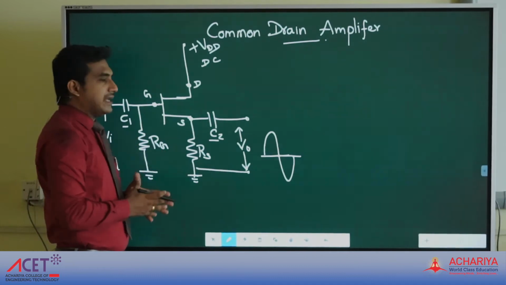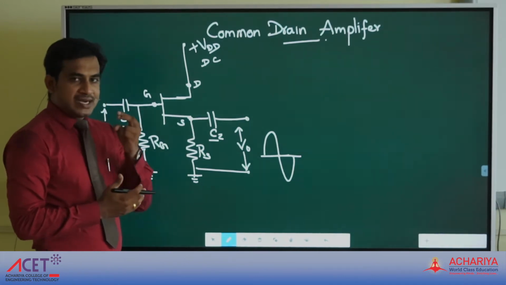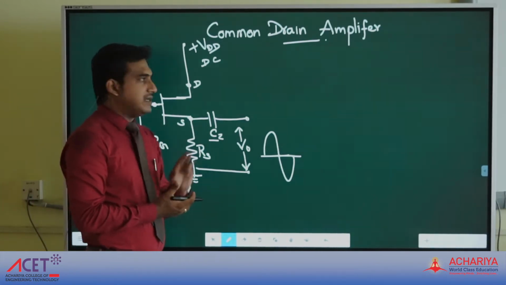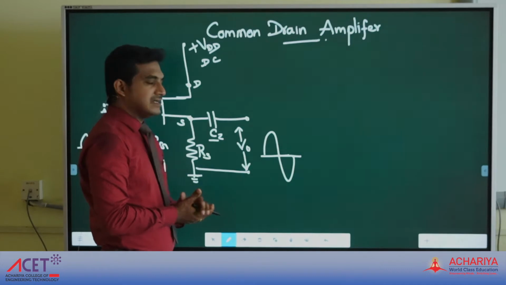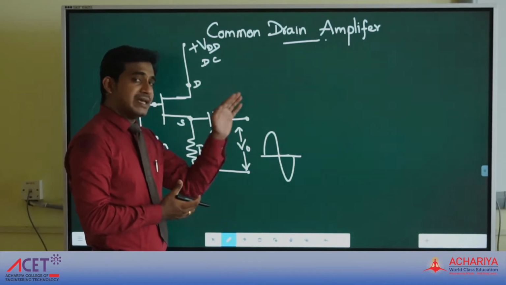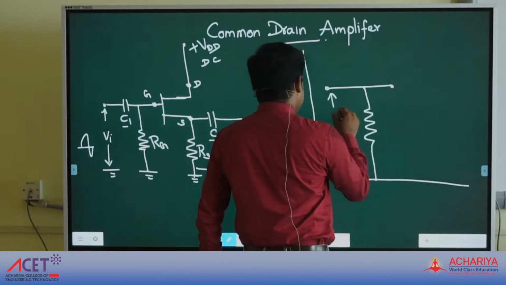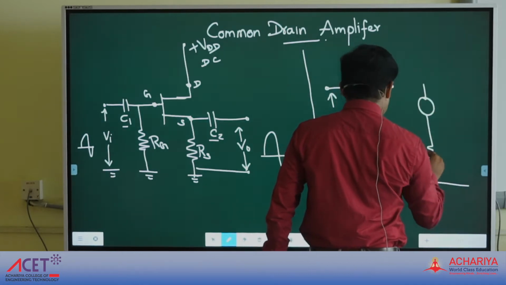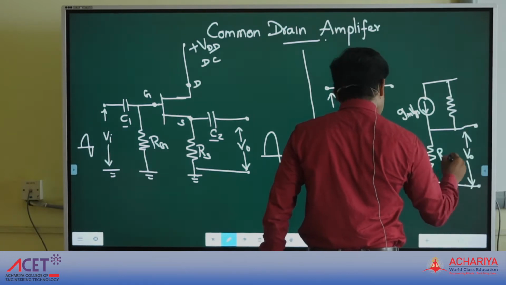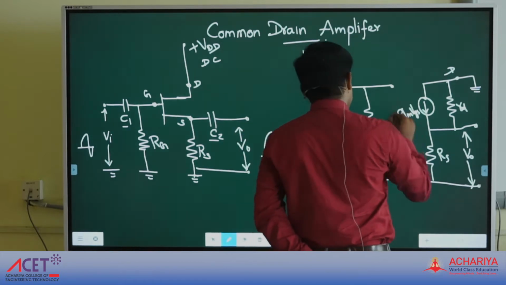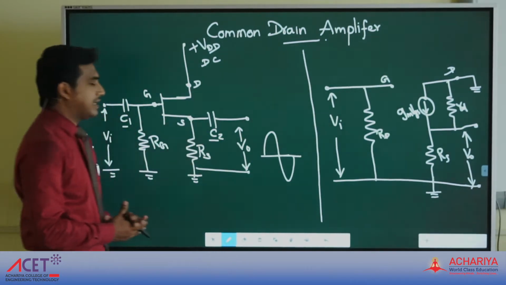For analyzing this common drain amplifier, first we need to draw an AC equivalent circuit. For drawing the AC equivalent circuit, we should consider two things. We have to ground the DC voltage VDD, and we have to eliminate the coupling capacitors C1 and C2. By considering these two, we can draw the AC equivalent circuit, and from it we can analyze the circuit. Okay, this is the AC equivalent circuit of this common drain amplifier.